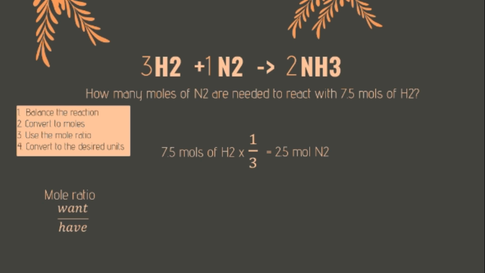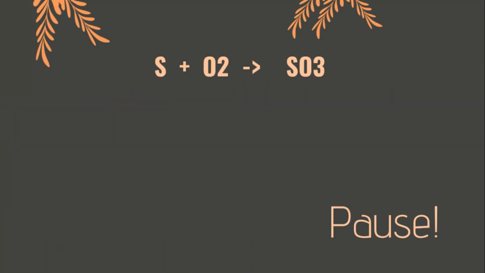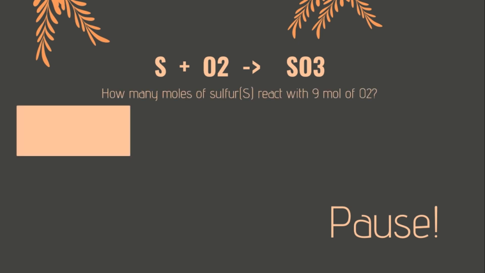And for the last step, because the desired unit is mole, we don't have to convert it anymore, and voila, the answer is 2.5 moles of nitrogen. Now you try it yourself. Here's the reaction of sulfur and oxygen, and here are your steps. Please pause the video and take your time to do it.